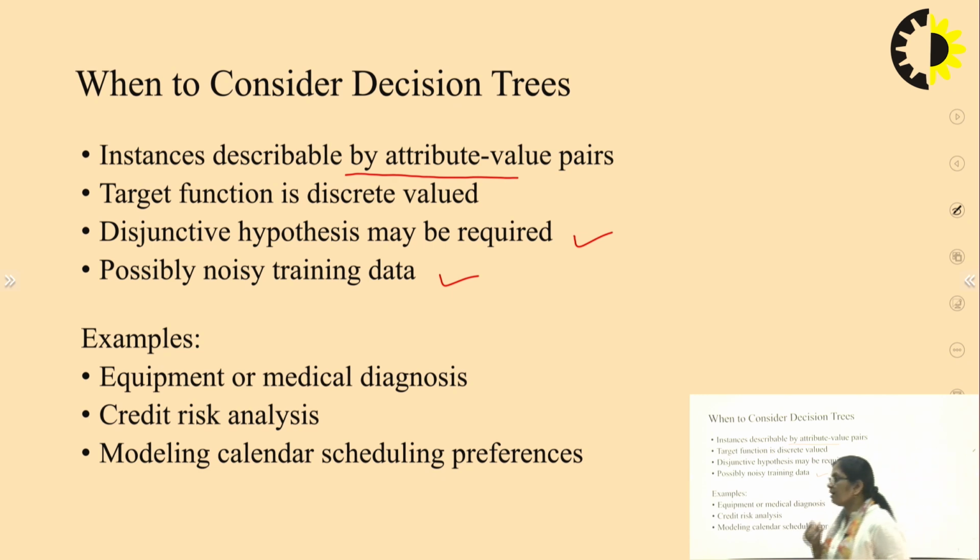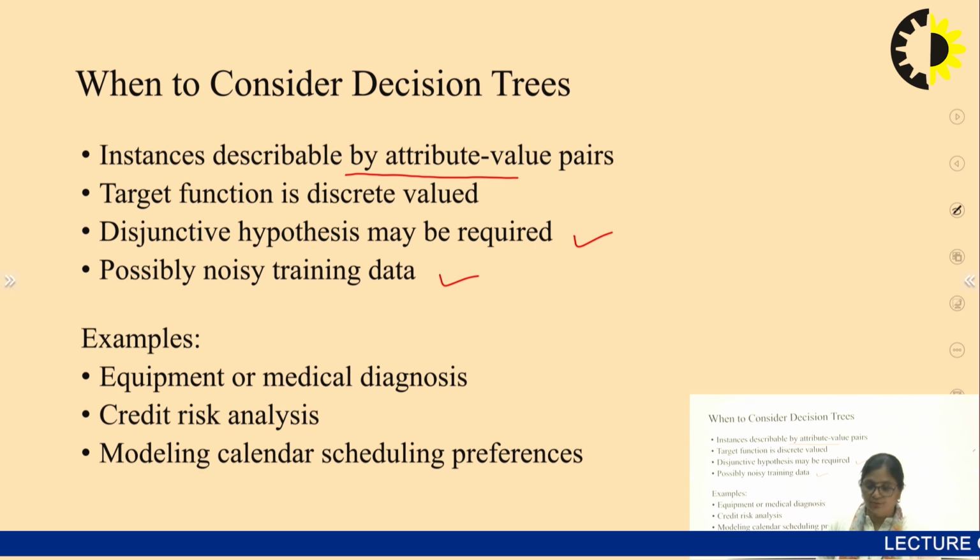We have already applied decision trees in many applications. For example, medical diagnosis, credit risk analysis, calendar scheduling preferences, and other classification predictions also. There are a number of areas where we have already applied decision trees.